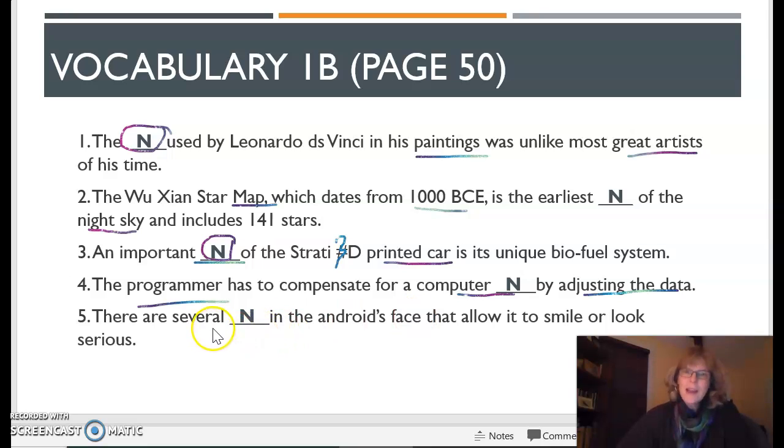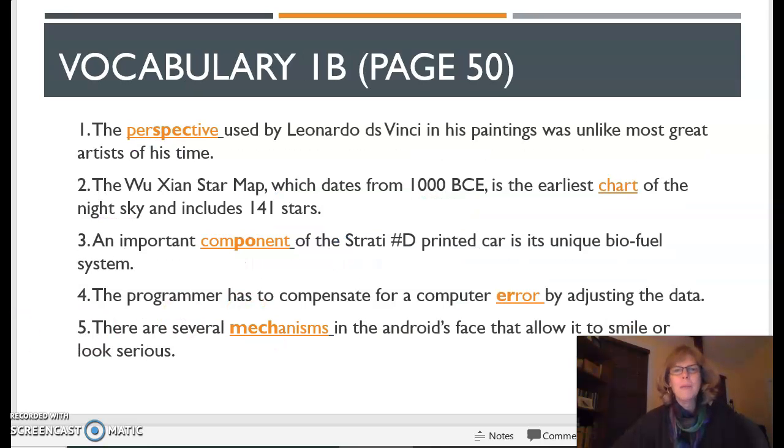Number 5, there are several something. My clue here, this is another word that means parts, right? And it's talking about an android's face. An android is a robot. Because I have the word "several," I expect this noun to come in the plural with an S. And that's why I use the word mechanisms here. I could say components. Mechanisms and components are similar, but they gave me the clue by giving me a plural when it came to mechanisms.